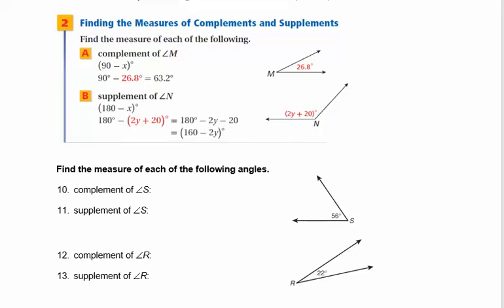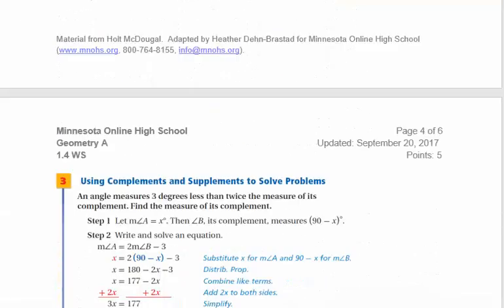So in number 10, we want the complement of S. Well, angle S is 56, so that's one of the angles. You need to find the other angle, call it x, and the sum of those will be 90 because it's complementary. And then all you have to do is subtract 56 from both sides and you'll have your answer. For supplementary, the 56 plus x will together equal 180. So if you just go ahead and subtract the 56, then you'll find the missing angle. Same thing for this, except for the complement of R, angle R is 22, so you'd use 22 plus x equals 90, and then 22 plus x equals 180 for supplementary. So those aren't too bad.